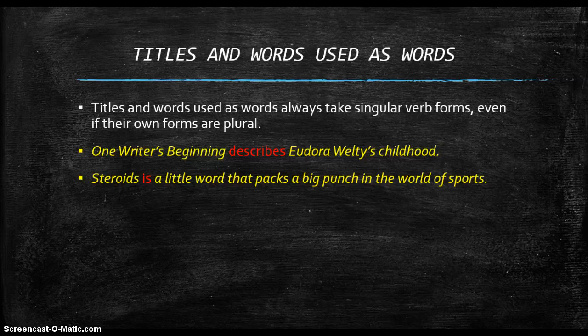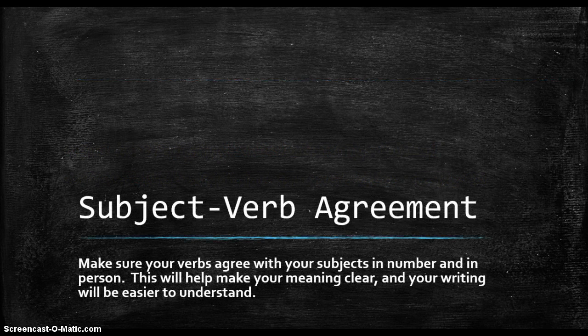When you're using titles and words, you need to look at those as singular verb forms, like One Writer's Beginning. That's the title of a book. It describes, it's singular. Steroids is a word that looks like it might be plural, but it's actually singular. When you are understanding subject-verb agreement, you're making sure that your subjects agree in number and in person with the subjects of your sentence. This is going to help make your meaning clear, and your writing will be easier to understand.